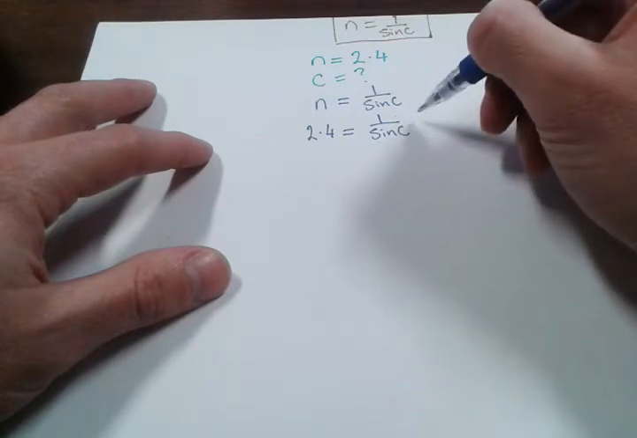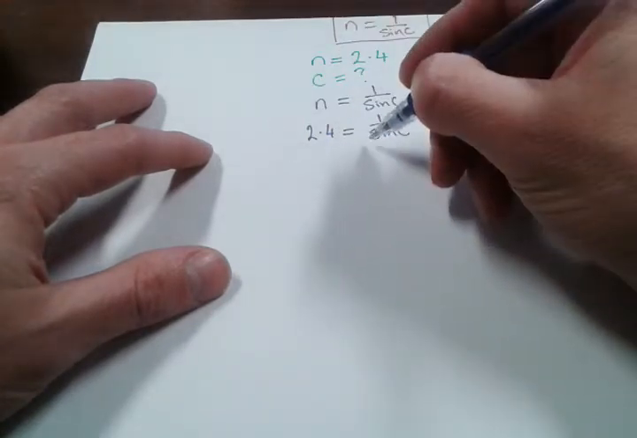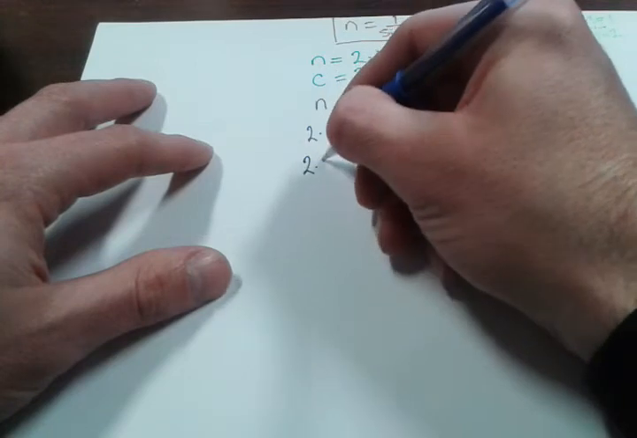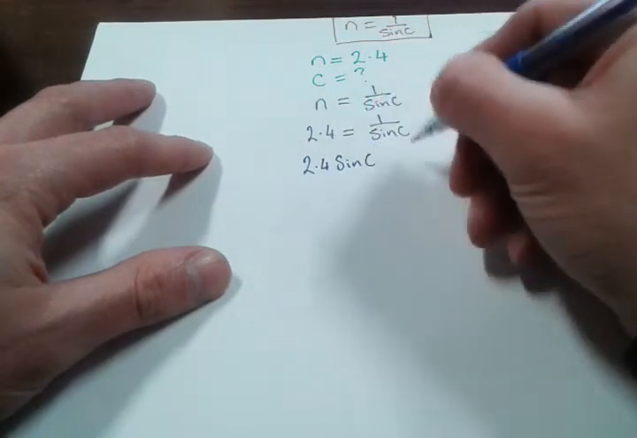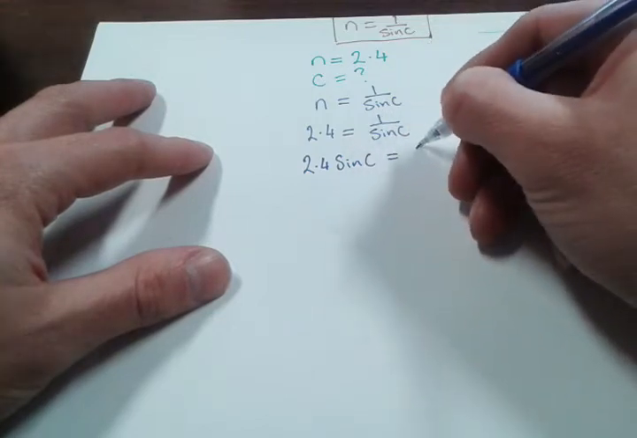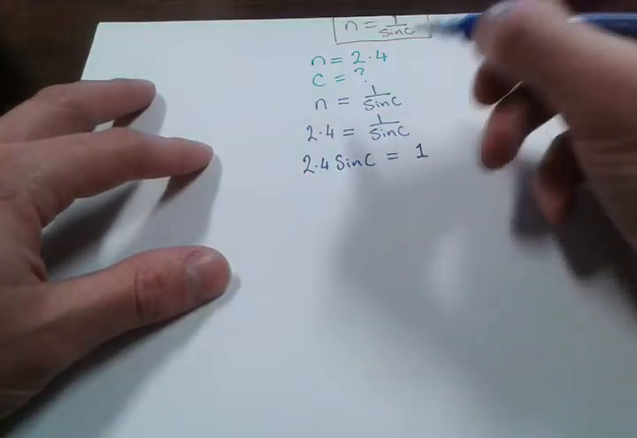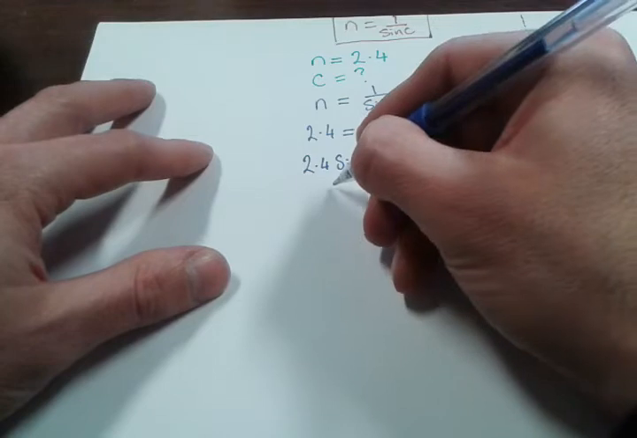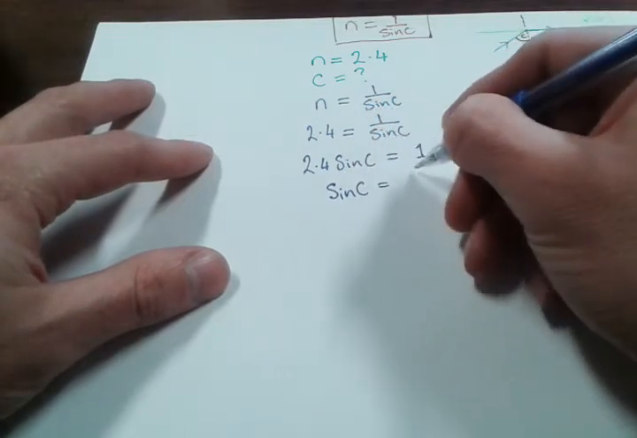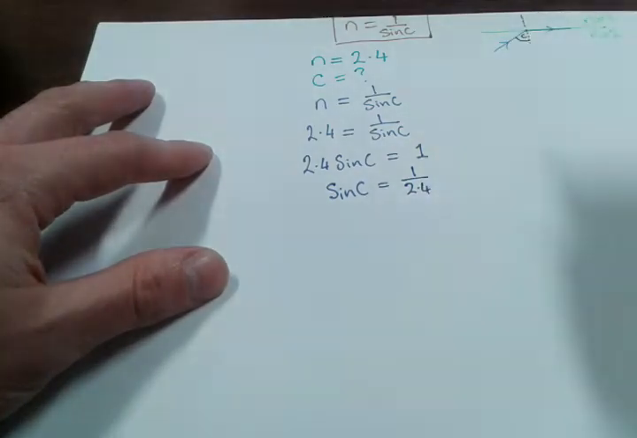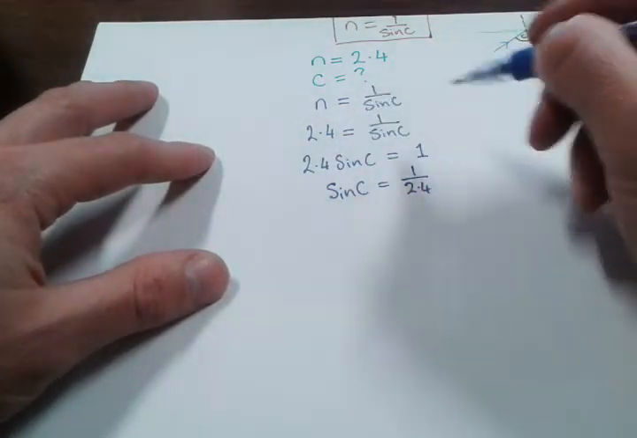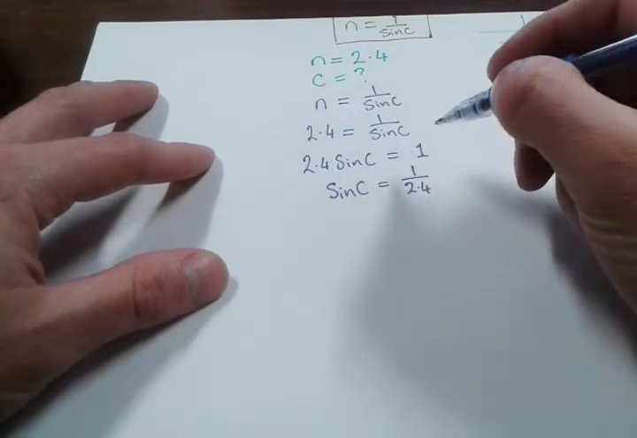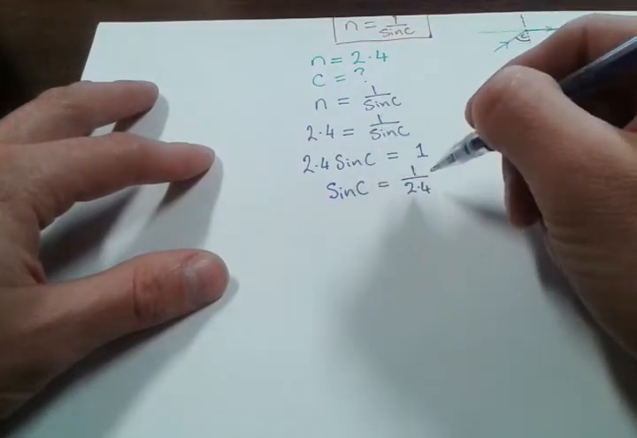If we multiply this side by sine c and that side by sine c, the sine c's will cancel on this side, and you'll end up with 2.4 times sine c is equal to 1 on this side. Now I want sine c on its own, so I have to divide across by 2.4. If I divide this side by 2.4 to get rid of the 2.4, because it's multiplied by the sine c, then I have to divide this side by 2.4 as well. So now I have sine c is equal to 1 over 2.4.